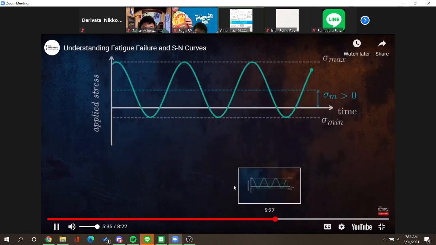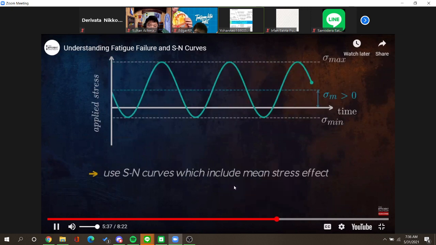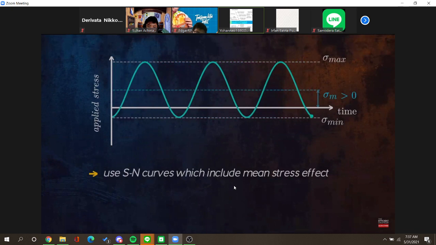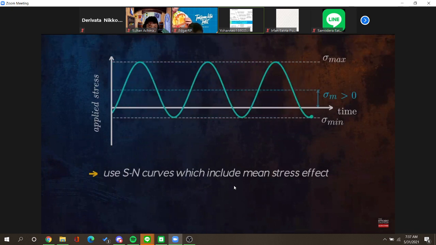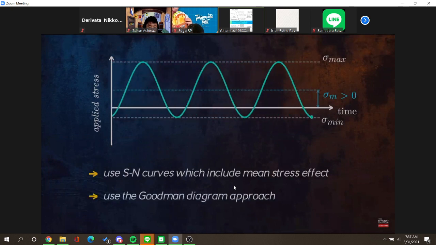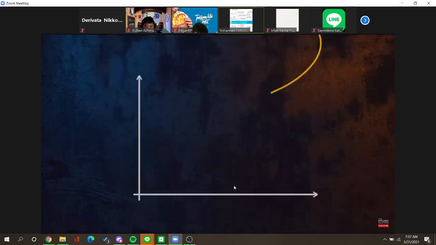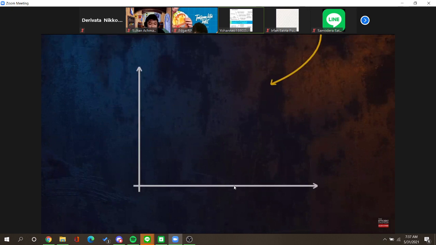One way to account for a tensile mean stress is to use SN curves derived for specific values of mean stress. But these are often not available or would be time-consuming to obtain. Another approach is to use the Goodman diagram, which adjusts the endurance limit to account for a mean stress. Let's see how it works.